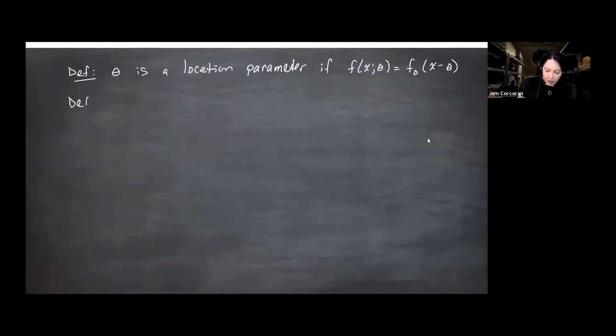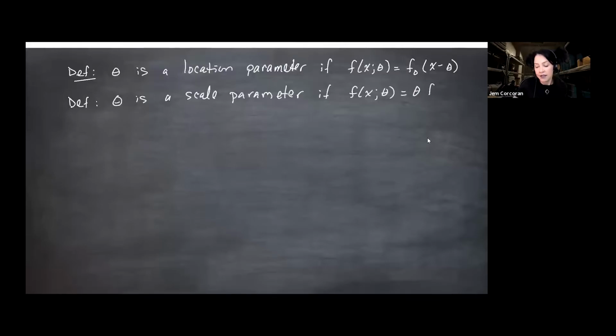And we have a scale parameter. Theta is a scale parameter if our PDF can be written as theta times some f naught that doesn't depend on theta, and you put theta x inside. We saw an example last time, the exponential distribution with theta being lambda, that's a scale parameter. Then we talked about location and scale invariant statistics.